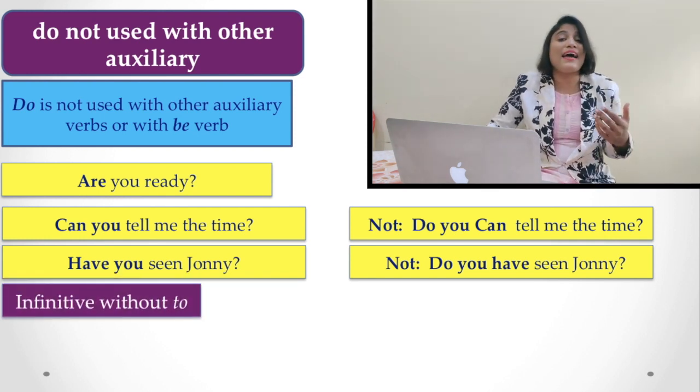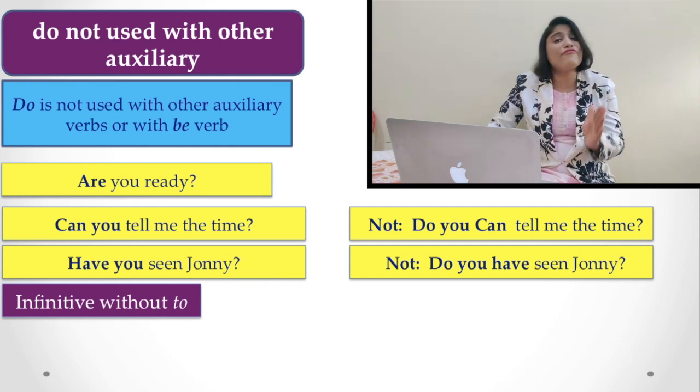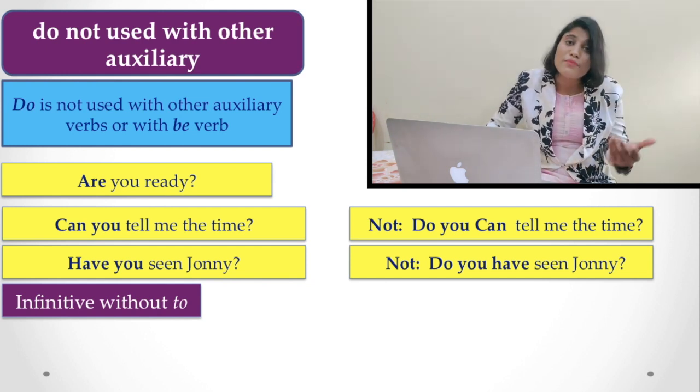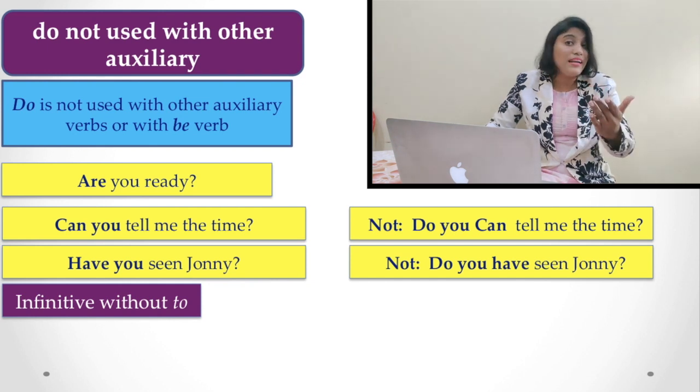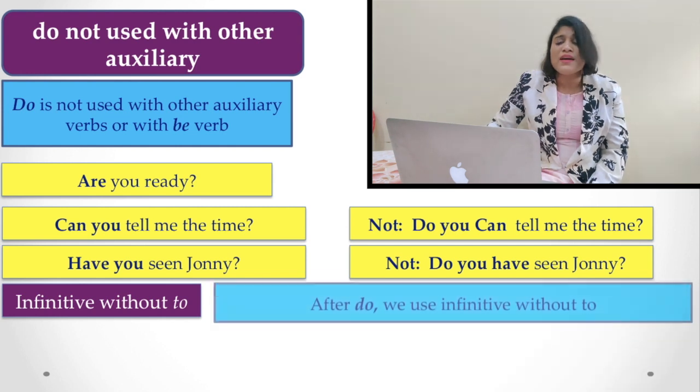And again, I am repeating the fact, infinitive without to, because after do, after auxiliary do, when auxiliary do is used, we do not use the infinitive verb with to. Now let's see the example that will help you to understand more clearly.